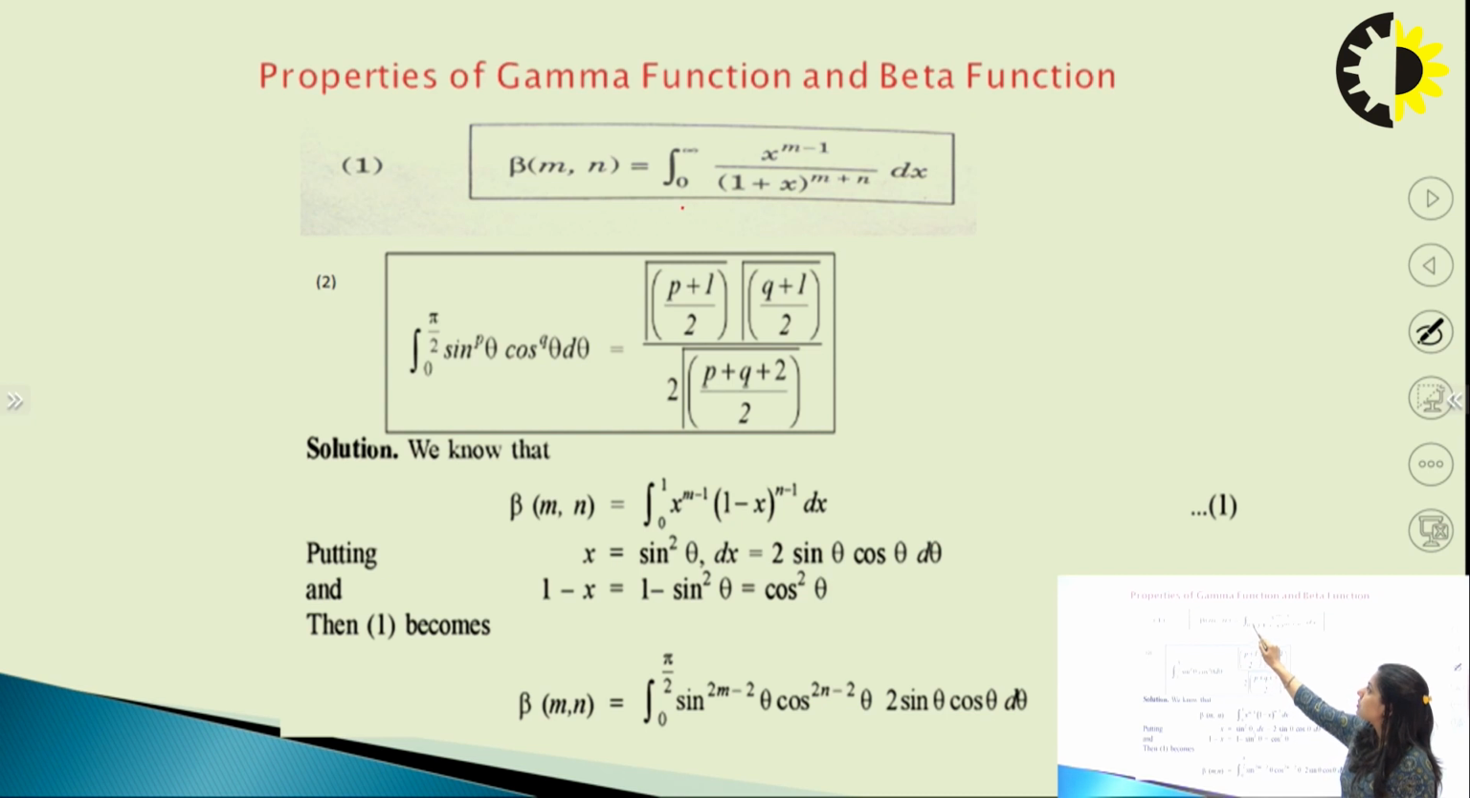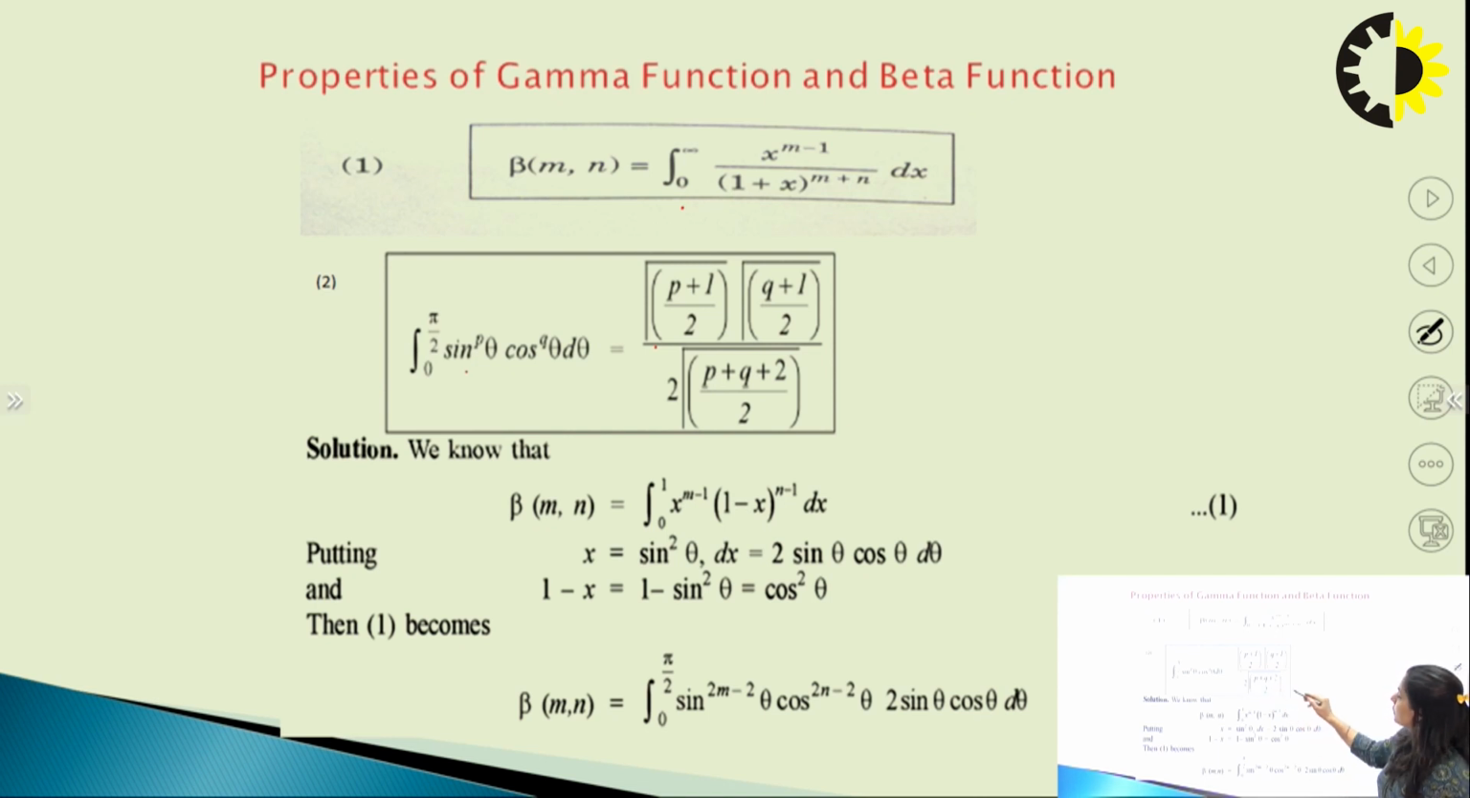Now some properties of gamma function and beta functions are: first property is beta(m,n) = integration 0 to infinity x^(m-1) / (1+x)^(m+n) dx. Second property is integration 0 to pi/2 sin^p theta cos^q theta d theta = gamma((p+1)/2) gamma((q+1)/2) / (2 gamma((p+q+2)/2)).